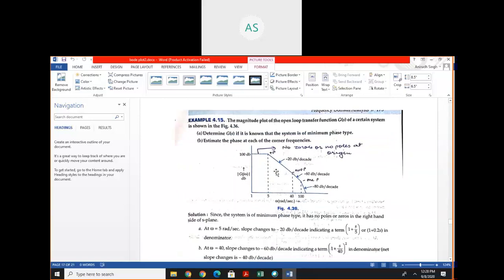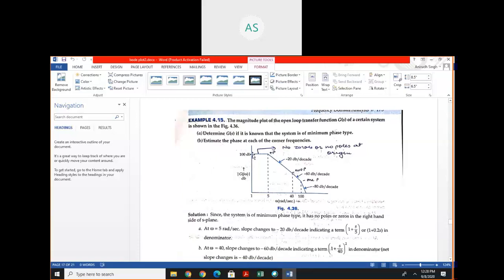This is the magnitude plot of the open loop transfer function G(s) of a certain system shown in the figure. Determine the open loop transfer function G(s) if it is known that the system is of minimum phase type, and estimate the phase at each of the corner frequencies. Since the system is of minimum phase type, it has no poles and no zeros in the right half of the s-plane. Then you have to determine the value of G(s).